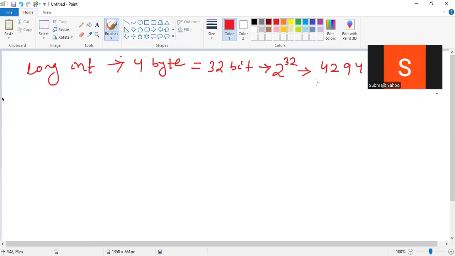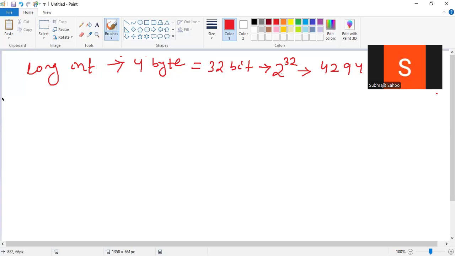How much value can we store? 2 to the power 32. Sir, why is it always 2 to the power? Why not 3 to the power or 4 to the power? Because it is binary. Binary means 2. That's why 2 to the power, 0 and 1.